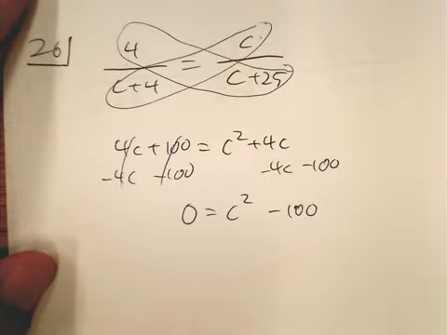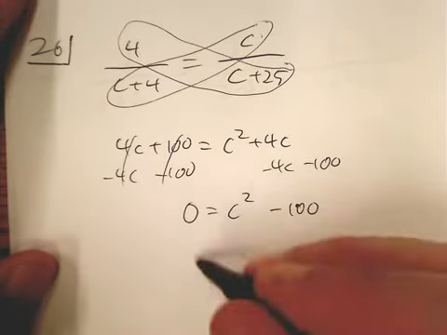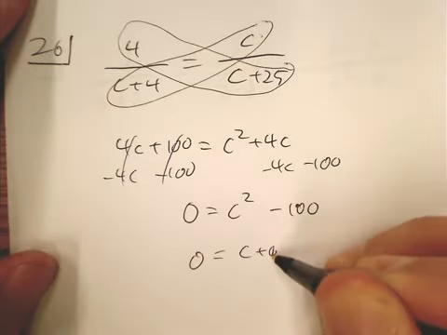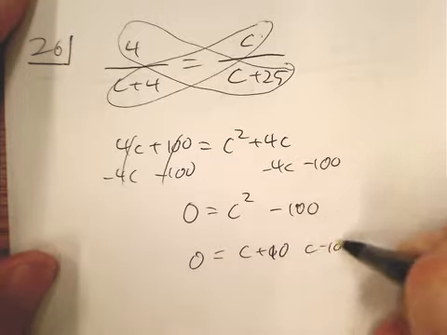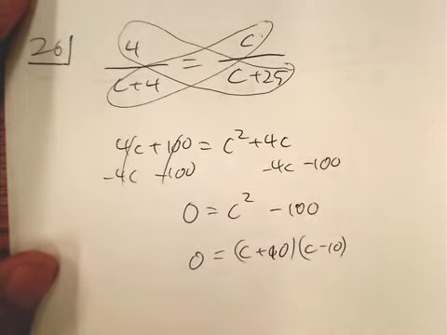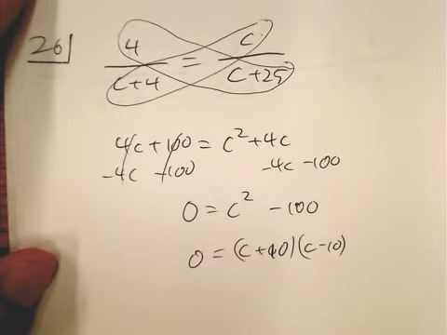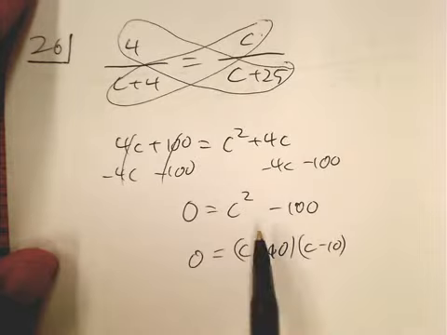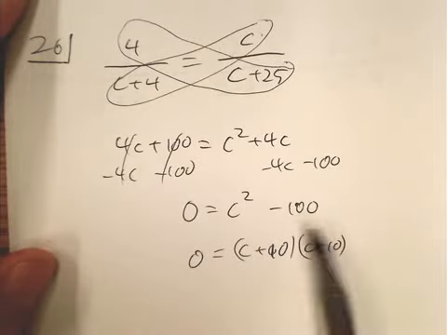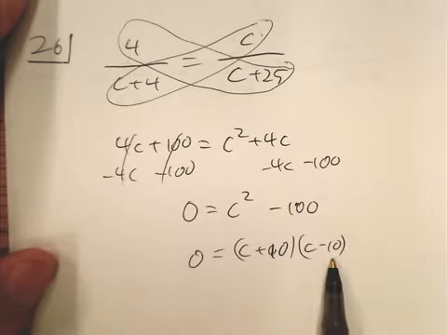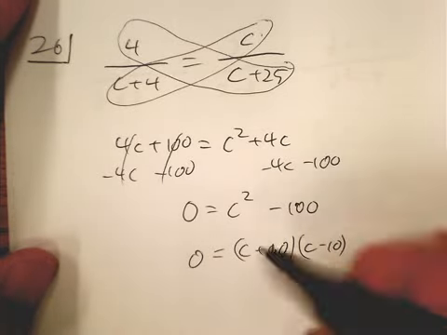And I get c squared minus 100. This is difference of squares, so we'll do c plus 10 and c minus 10. You can think of this a couple ways. If you notice the square root of that is c, and the square root of 100 is 10, you can just write plus or minus like that. Or you can say, well, what numbers multiply to a negative 100 and add to 0? Those numbers are 10 and negative 10. That will get you that. So you can think about that either way.